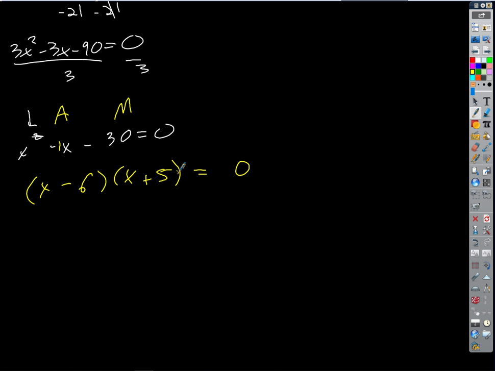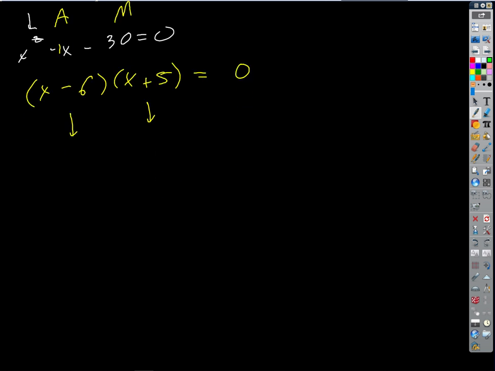And so what are my solutions going to be? Don't confuse the magic numbers with the solutions, though. Good, because we have to apply the zero product property. So x minus 6 is 0 when x equals 6. X plus 5 is 0 when x equals negative 5. So 6 comma negative 5. Okay?